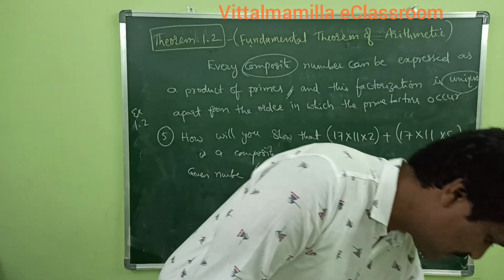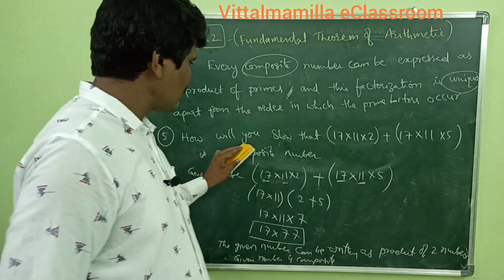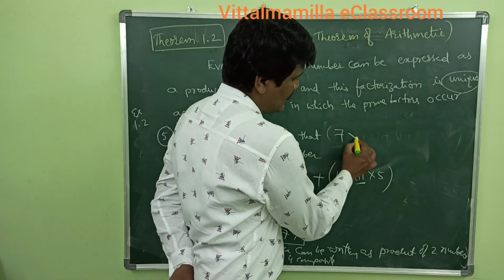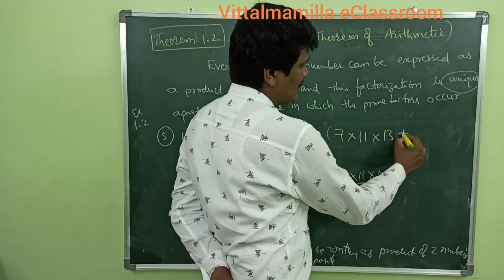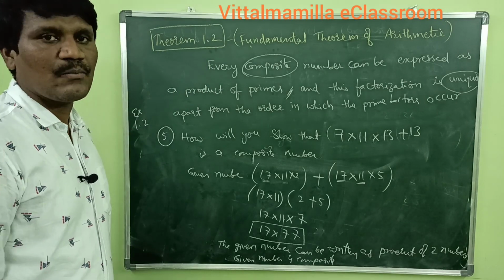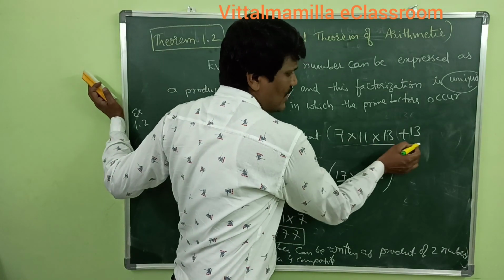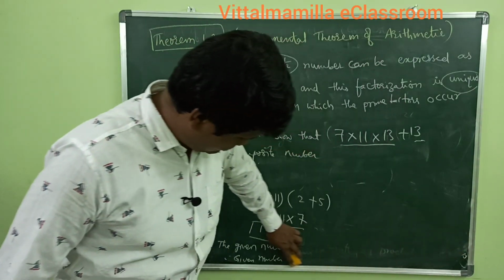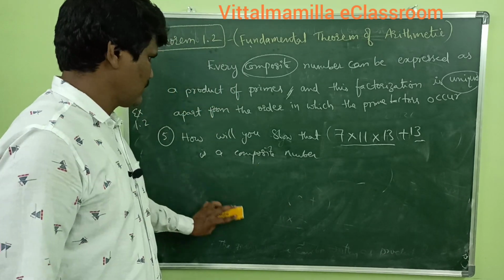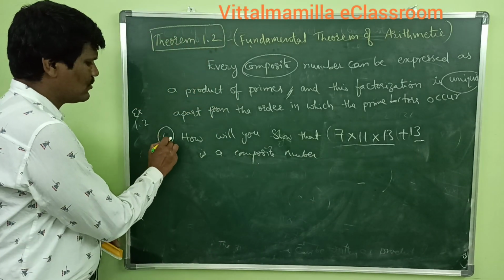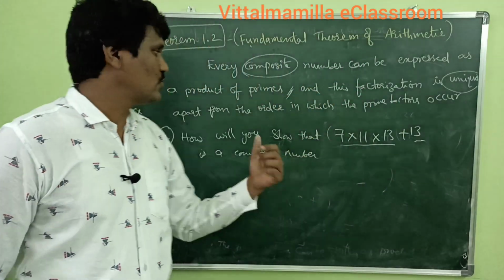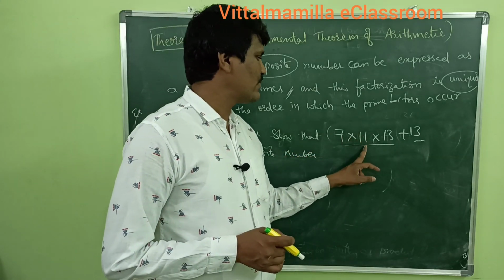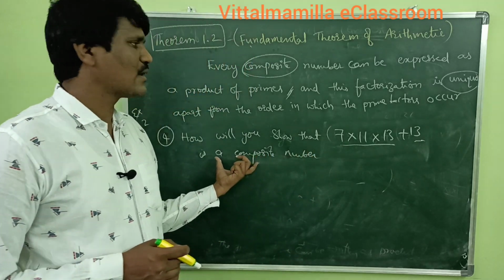Let us do one more problem. How will you show that 7 into 11 into 13 plus 13 is a composite number? Because this is one number and this is one more number. How will you show that it is a composite number? This is, in fact, the fourth problem. In the fourth there are two problems, so I am doing only the first one. The second one you can do.